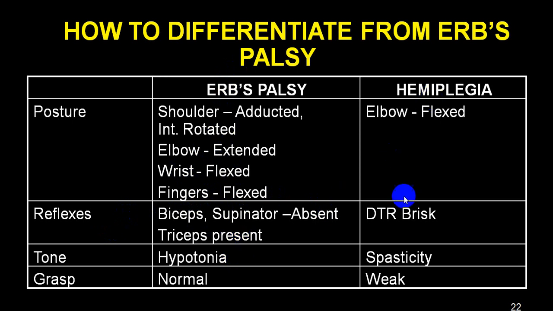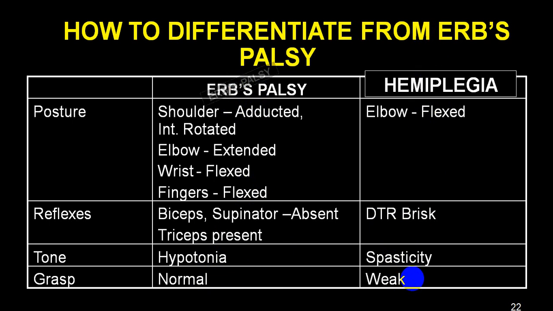While in hemiplegia, what we call congenital hemiplegias, deep tendon reflexes will be brisk. Tone will be hypotonic in case of Erb's palsy, while in hemiplegia it will be hypertonia. Grasp will be normal in Erb's, while in hemiplegia it will be weak. This will be a simple way to differentiate between Erb's and hemiplegia.